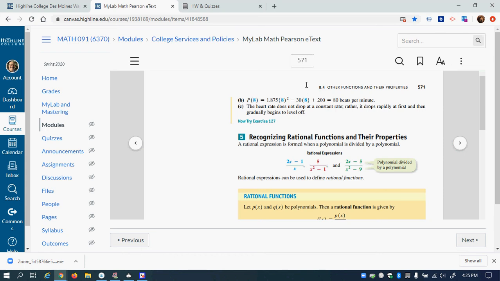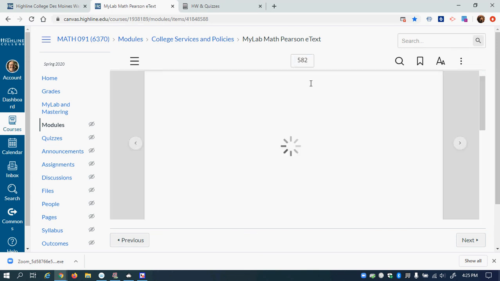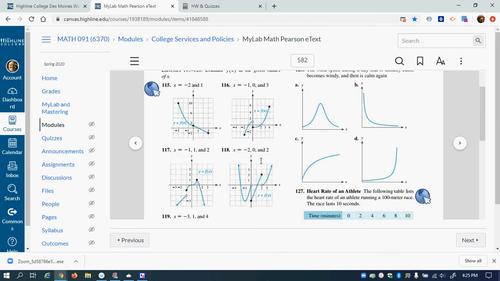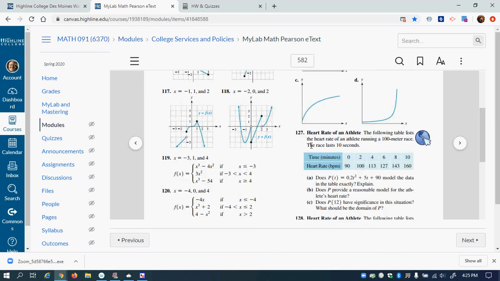So if we want, we can take a look at another example that's similar to that, which is problem 27 on page 582. So we'll go to 582. And we're looking at problem number 27. It says a heart rate of an athlete, in the following table, the heart rate is at 100 meters per race. The race lasts 10 seconds. And here's the table.